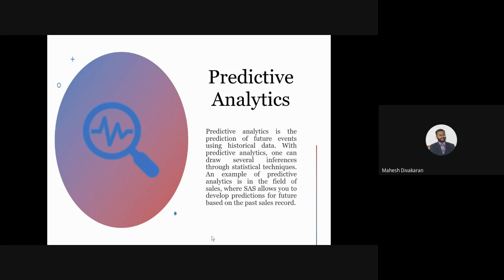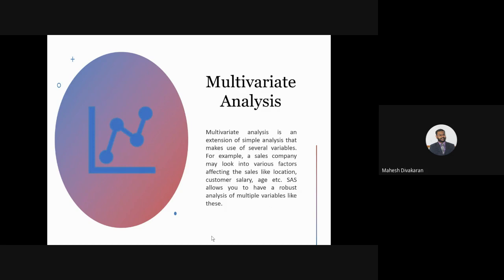SAS provides these tools, so we can simply perform the analysis, do the visualization, and show it as a report or dashboard to the concerned team.